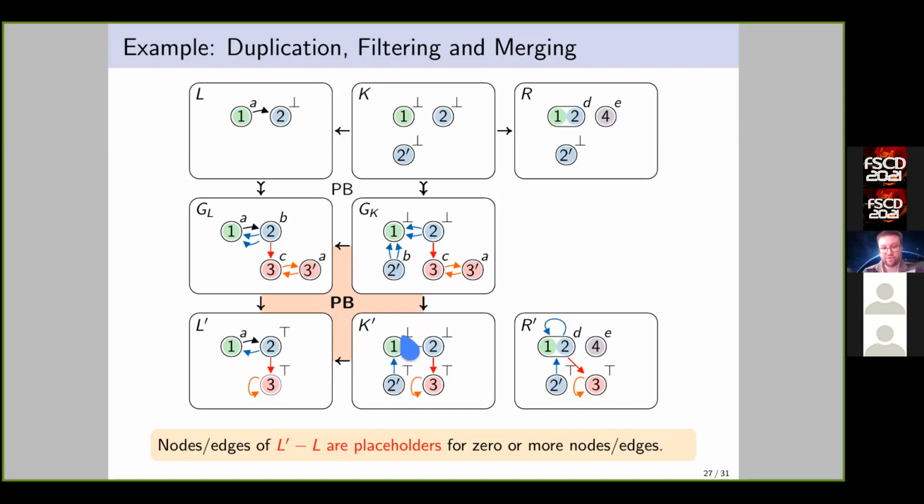If we would have wanted to drop, so make a copy of 2 without having these blue edges, then we can simply have dropped this blue edge here, and these 2 blue edges would be gone from GK. So now if we look at this span, we can compute a push out.